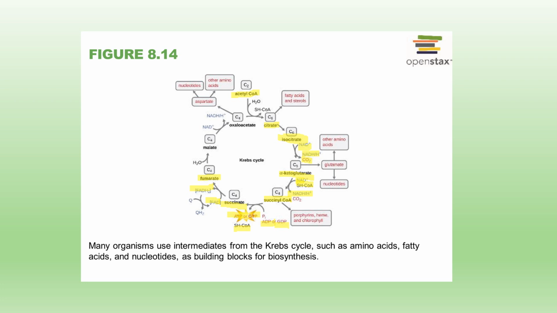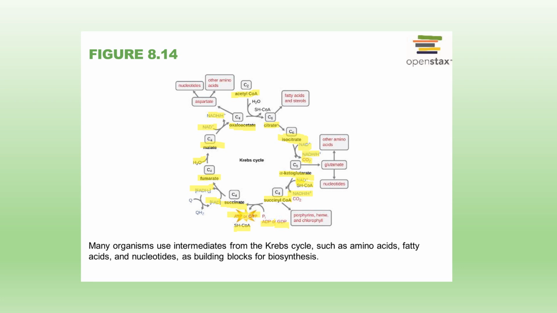You have water coming in, and you form malate. We still have just 4 carbons here. And then you have NAD come in, take off a pair of electrons, and you're now back to the oxaloacetate that you started with the acetyl-CoA.